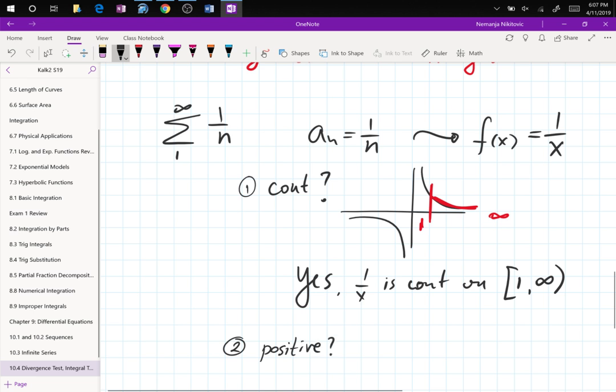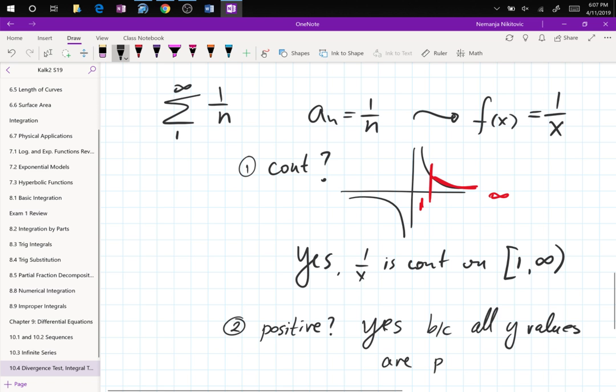Now, you look at the graph, because this is one of the easy cases. You know the graph, so just look at it with your eyes. Is it positive? Yes, because the graph is always above the x-axis. All of the y values are positive. That's what it means. Is it positive? Meaning, are the y values for each x from 1 to infinity all positive? Yes, because it's above the x-axis. So yes, because all y values are positive. So that's what we mean by positive.